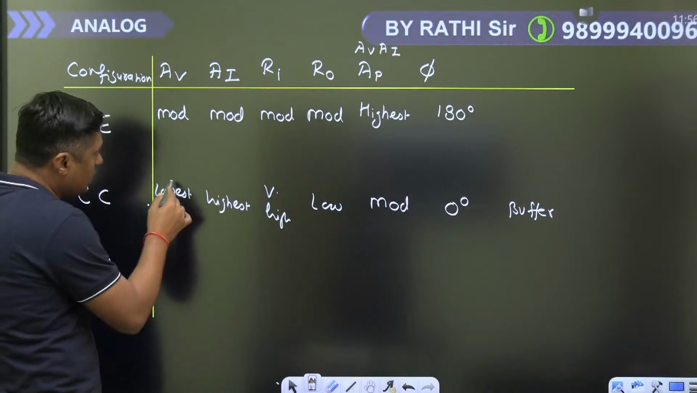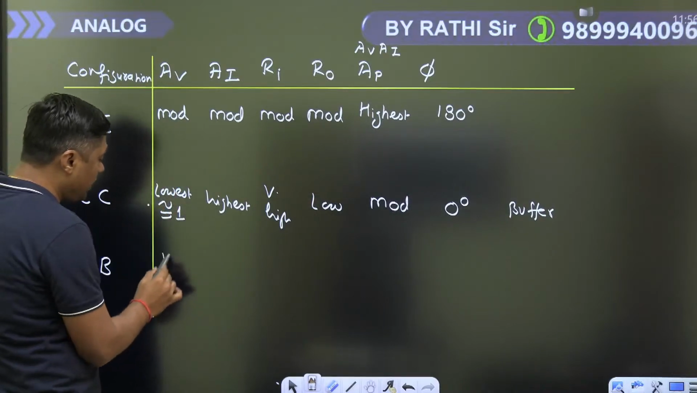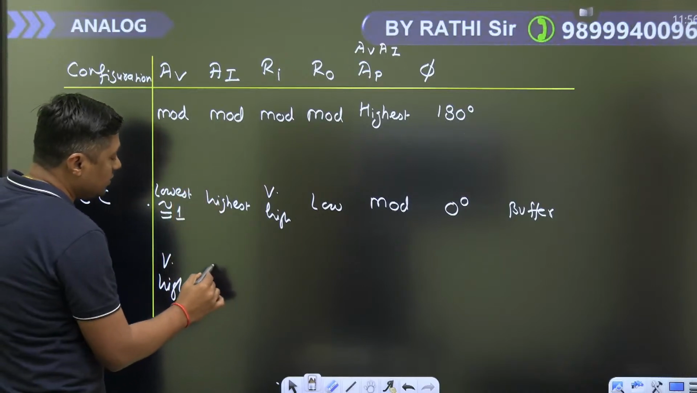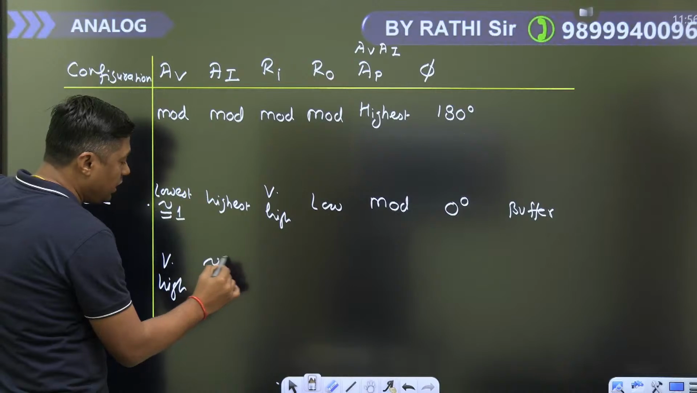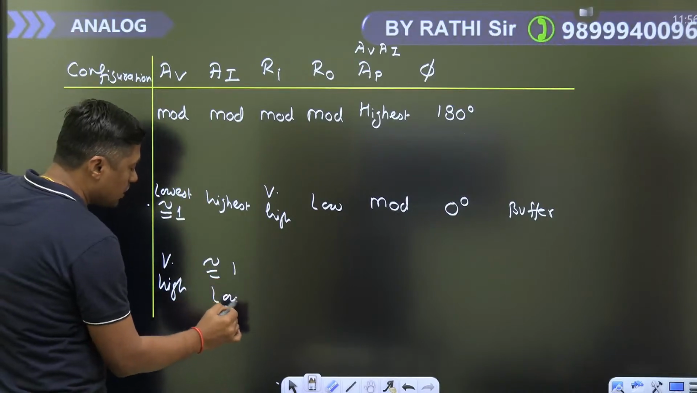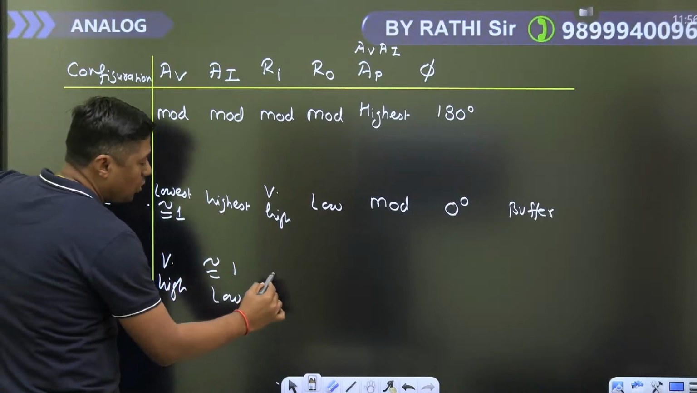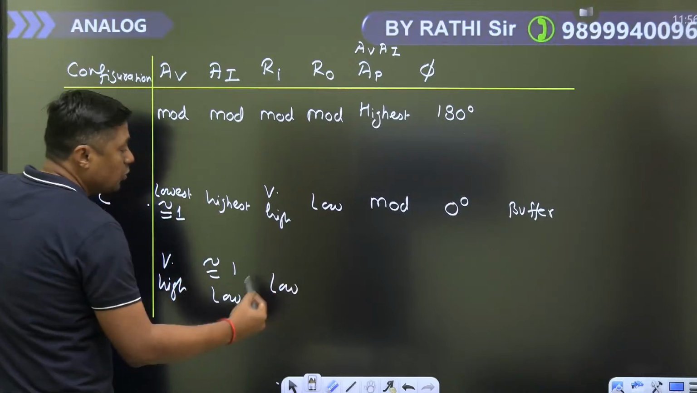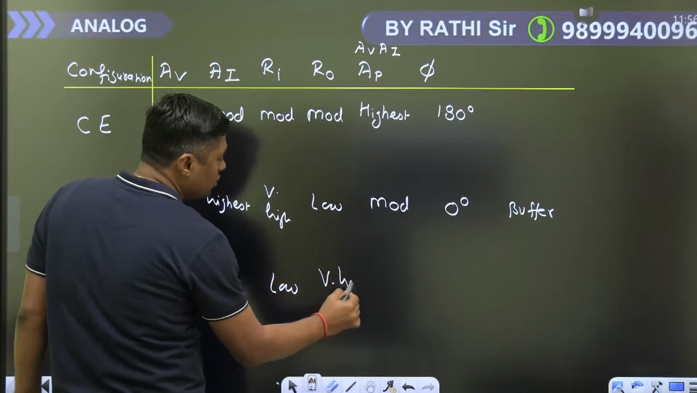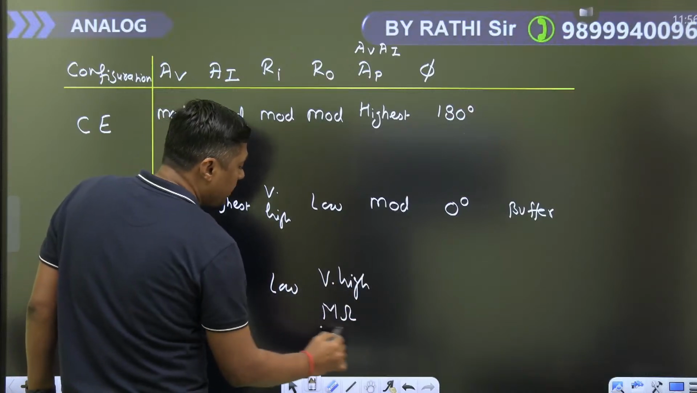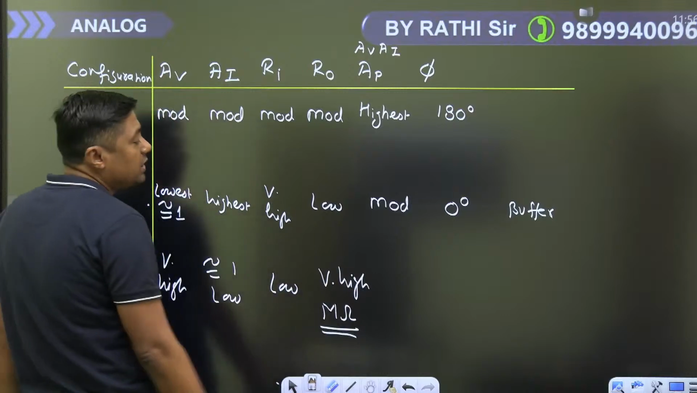Now, common base, just opposite. What about the voltage gain? Very high. What about the current gain? Alpha, nearly equal to 1, very low. Among three configurations, lowest. Input resistance, low. Output resistance, very high, in the range of mega ohm. Power gain moderate.